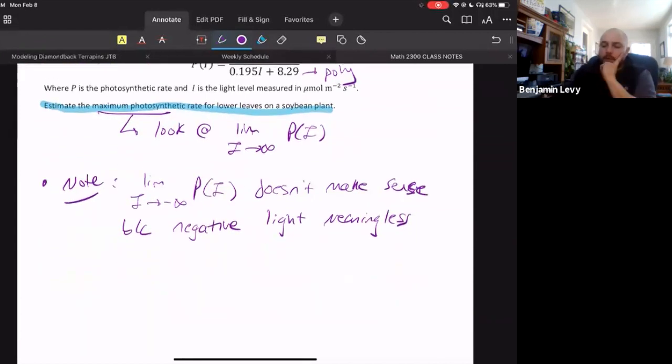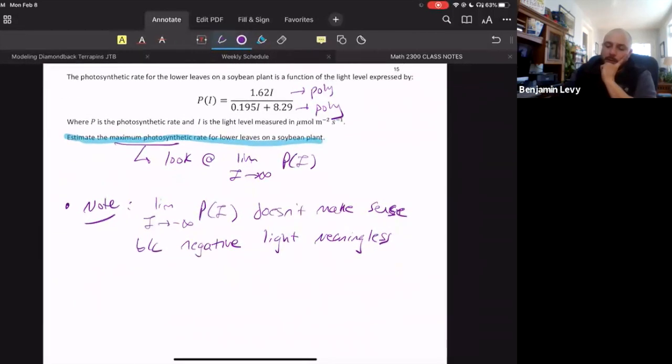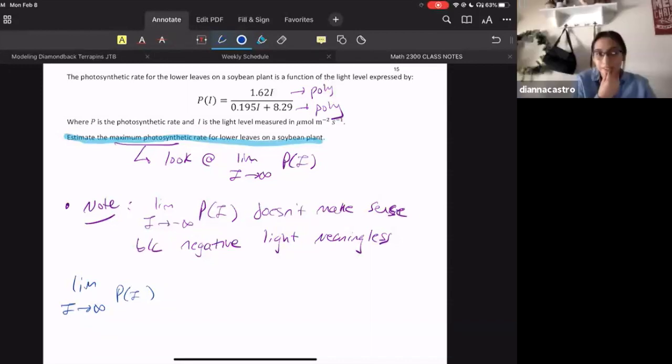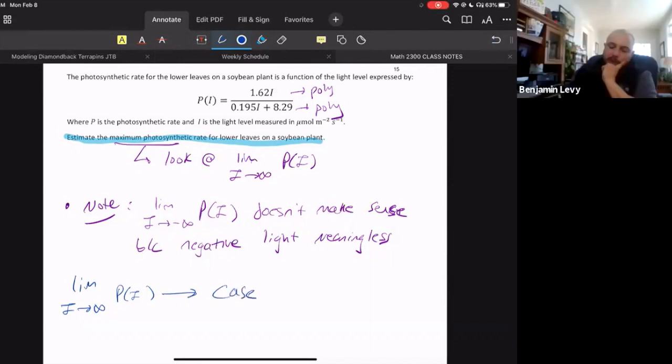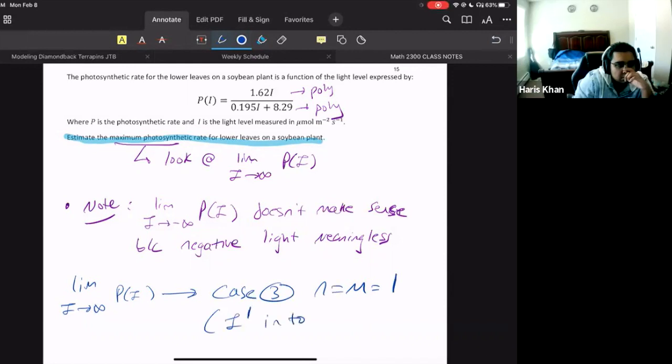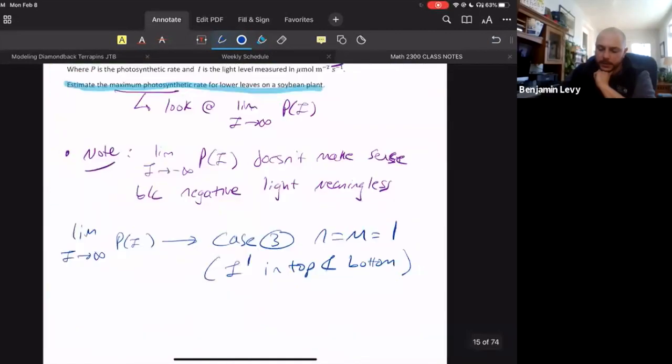Okay. So let's actually answer the question though. We're going to look at the infinite limit, the limit as I goes to infinity of this function. What do you think? Using the thing above there, which case is this? You would divide the leading coefficients. Yeah, so I'm hearing case 3 above there, right? N equals M equals 1 in this case, because there's a power of 1 in the top and the bottom. Wouldn't that be case 1? Yeah. Oh, I'm sorry. Did I say the wrong case? Yep, sorry. That's case 1. Thank you.